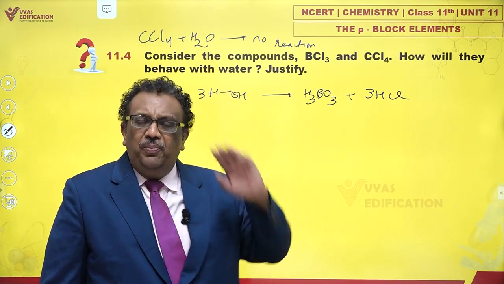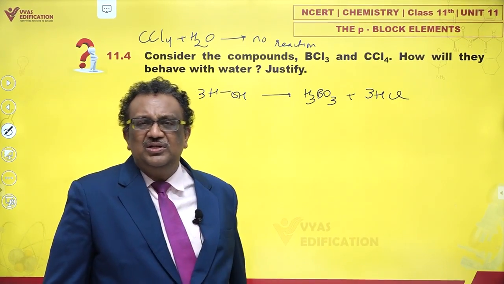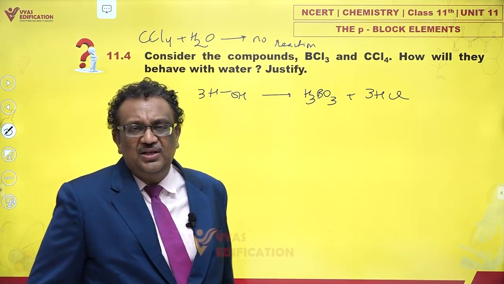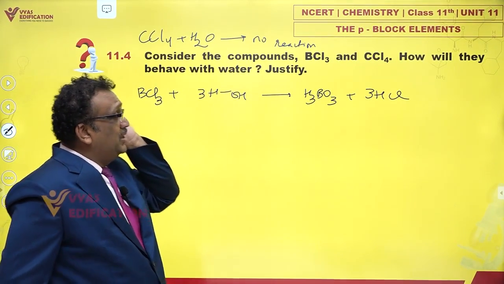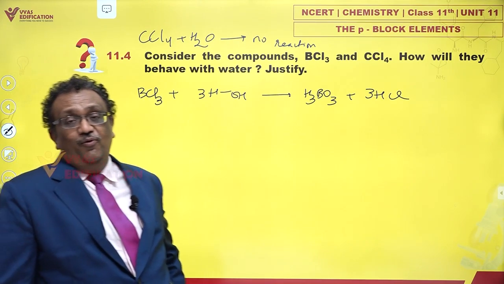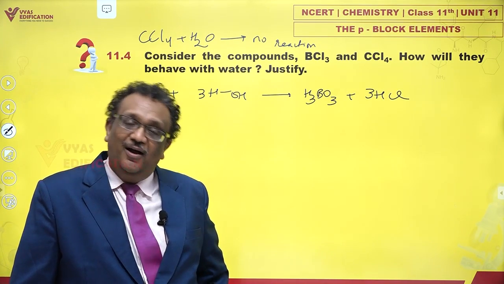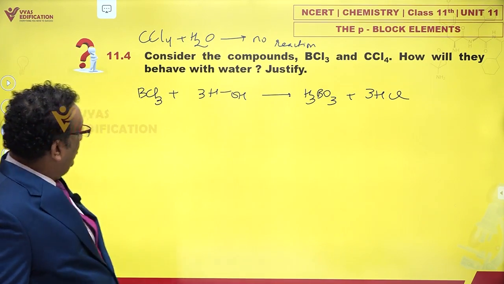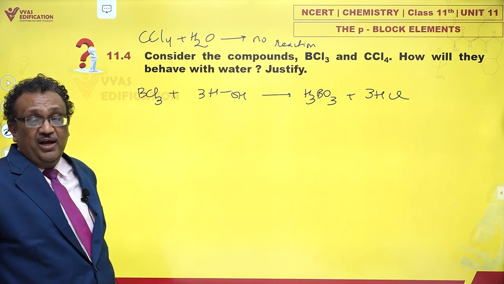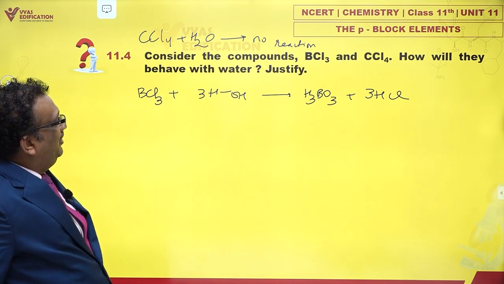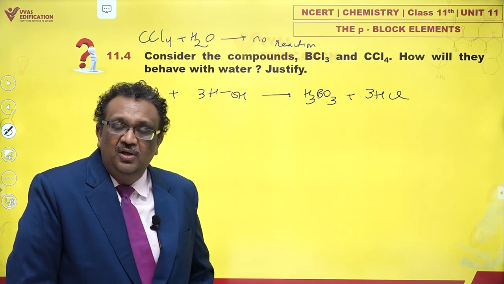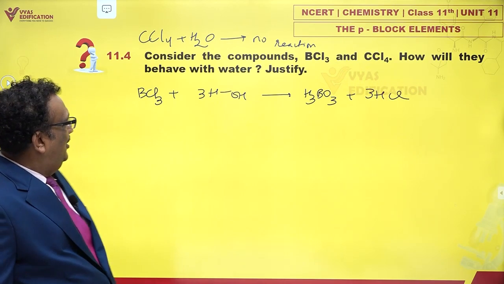With steam, superheated steam under drastic conditions around 500, 600 degrees Celsius, you find some reaction happens, but that is irrelevant here, that is not being asked. So in general, CCl4 doesn't react with water under normal condition. And BCl3 reacts very easily and vigorously. This is the first part. How will they behave? This is how they behave. Justify. We will justify. What happens?